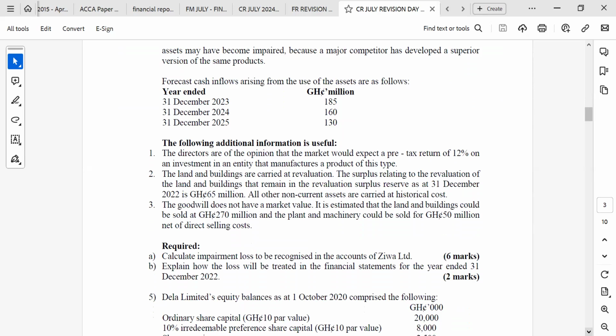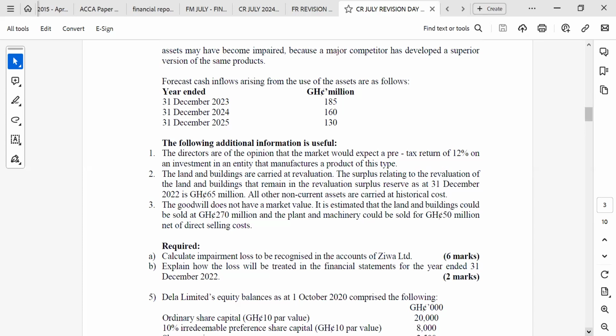2. The land and building are carried at revaluation. The surplus that remains in the revaluation surplus reserve as at 31st December 2022 is 65 million Ghana cedis. All other non-current assets are carried at historical cost. Goodwill does not have a market value. Land and building could be sold at 270 million Ghana cedis, and the plant and machinery could be sold for 50 million Ghana cedis, net of direct selling cost.